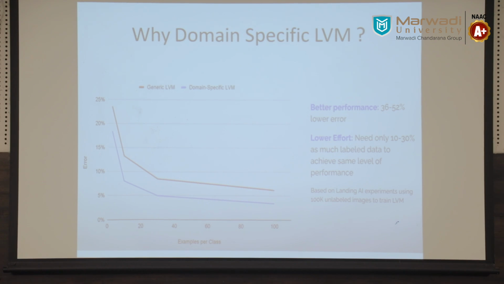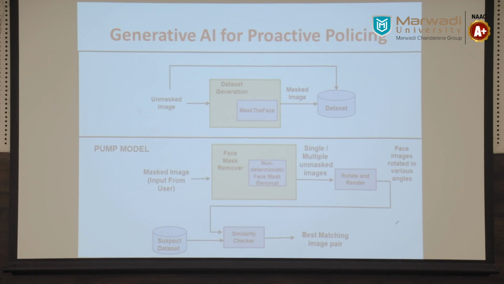This graph shows that it is going to give fewer errors, and we will be able to train it with a very small number of images if more domain-specific images are used for training. We need not go with millions and billions of images for training. So that's a part we need to understand.